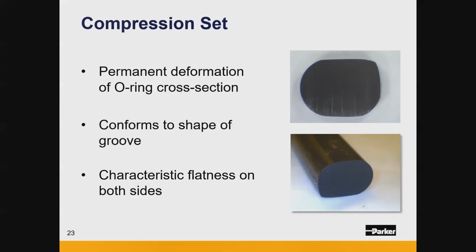So an important thing to note about compression set is that generally it's going to take the shape of the groove, but also it'll generally show flatness on both sides of wherever that contact pressure is. So for a face seal, you would have that on the top and the bottom of the seal, whereas for a radial seal, you would have flattening along the ID and OD. And again, it's important to note that it's going to be present on both sides in most applications where we see this failure mode.